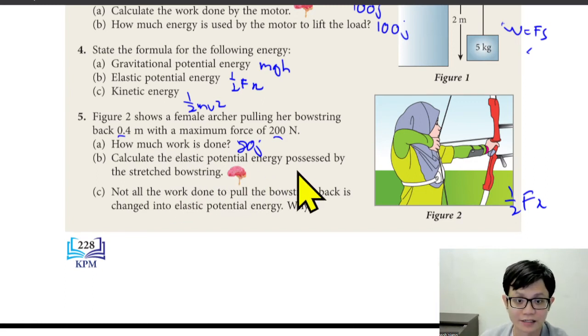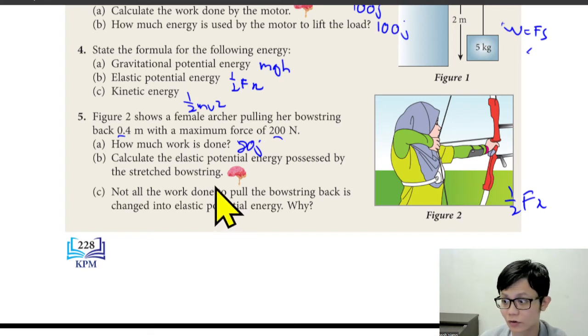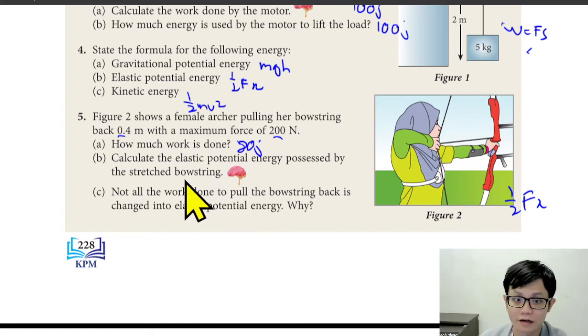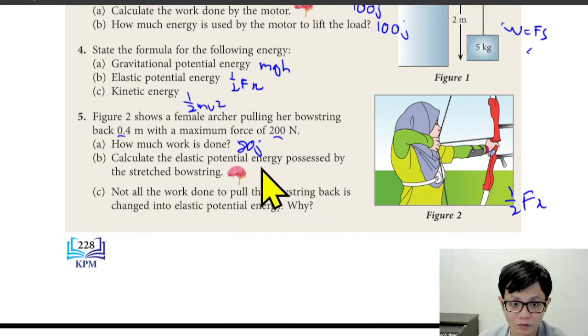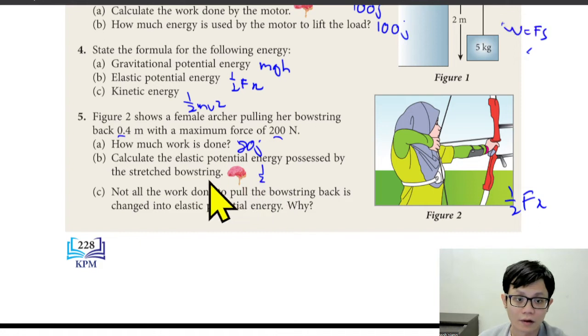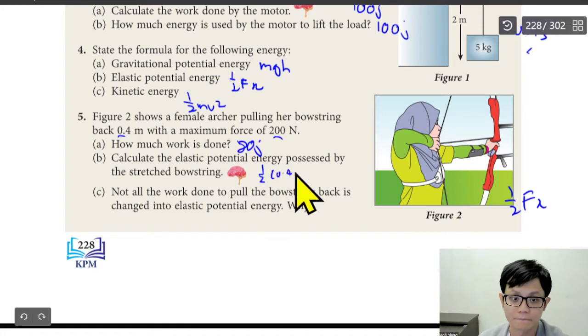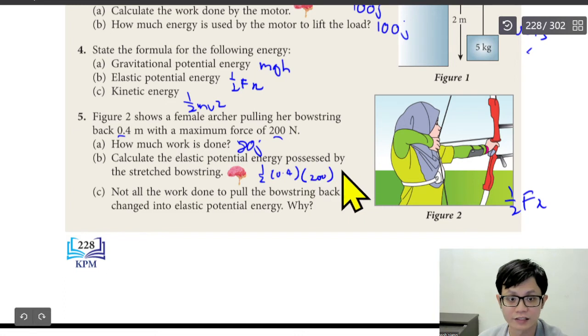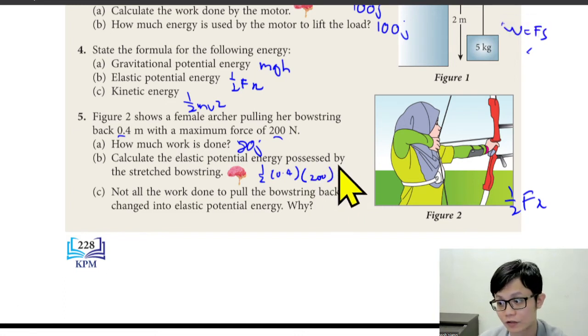Calculate the elastic potential energy possessed by the stretching bow string. So it's half times 0.4 times 200. So eventually I will get 40 joules.